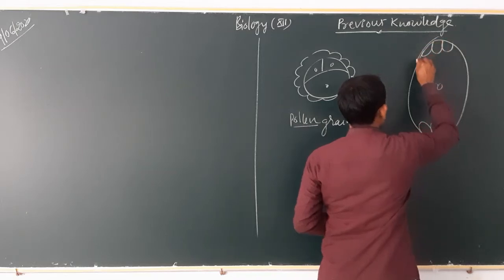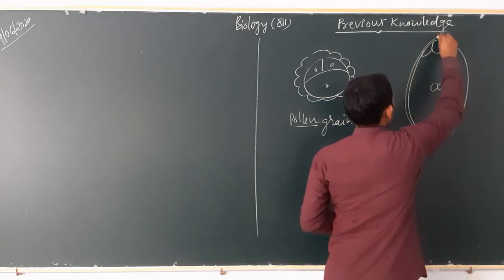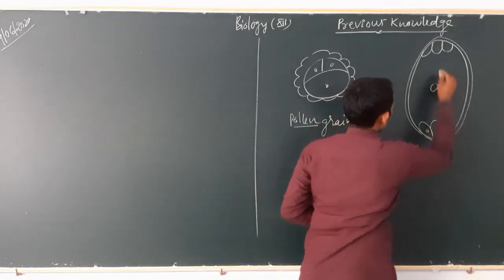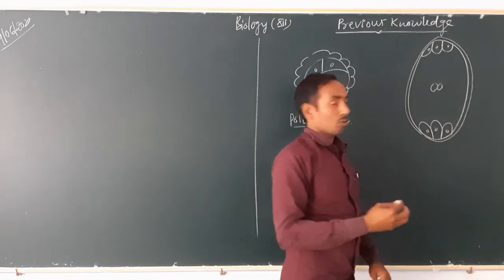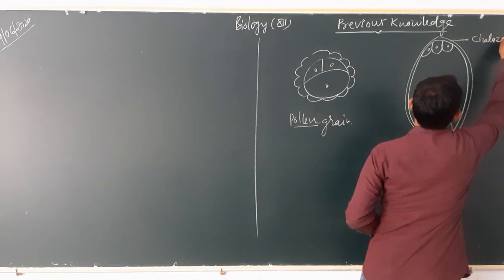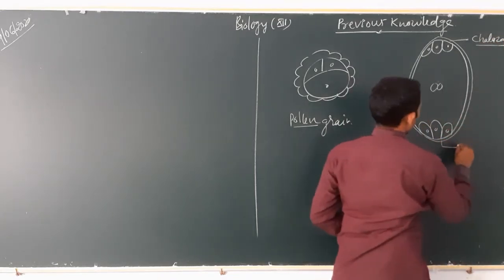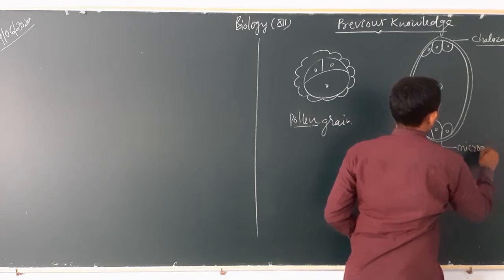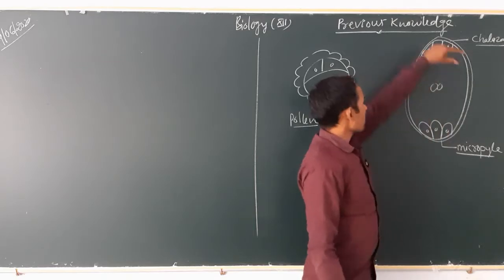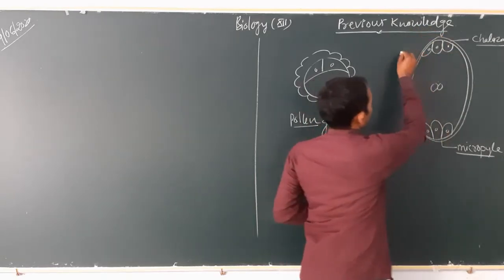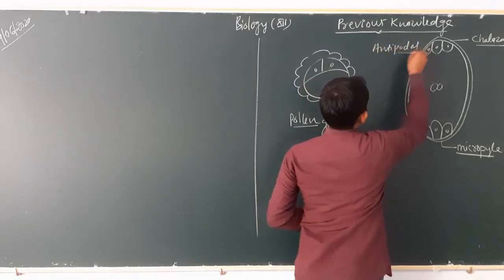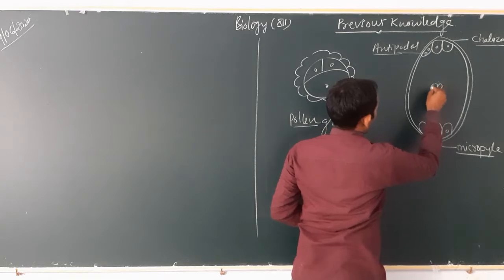Okay, so this is the embryo sac, and it is present inside the ovule. This ovule has two sides. This is the chalazial side and this was the micropyle end. In the micropyle end 3 cells are there, in the chalazial end 3 cells are there. These cells are called antipodal, and this is the central cell.